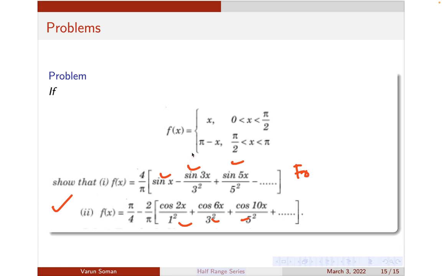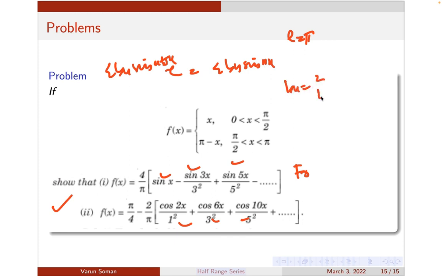It's very simple. If you want to expand this as a Fourier sine series, the given interval length is actually pi. So your L is actually pi. And what's your formula? It is actually sigma bn sine n pi x by L. So it is nothing but sigma bn sine nx in this case. So what's the value of bn? Bn is actually 2 by L, which is 2 by pi integral 0 to pi f of x into sine nx dx. In this case it is x from 0 to pi by 2, it will be x into sine nx plus from pi by 2 to pi, pi minus x into sine nx dx. Just substitute the values and see whether you are getting this value.